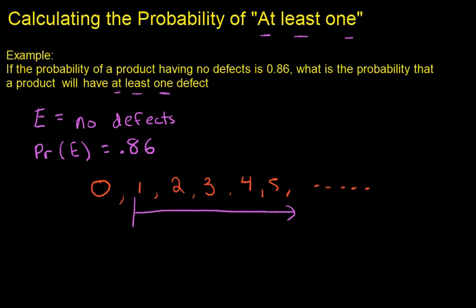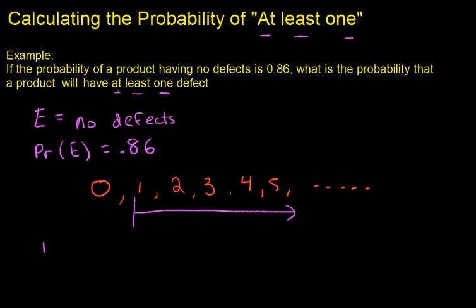So we could find the probability of having one defect, and then the probability of having 2 defects, and add them all up. But the problem is we don't even know what the maximum number of defects a product could have is. So instead, a better way to do it is to use complements. Notice that at least one is the complement of having no defects, because no defects is the only event that's left out of the at least one set of possible outcomes, right?